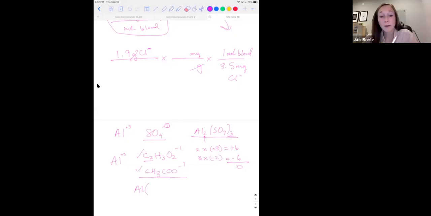Okay. So anyways, I know I didn't write it all out, but it would be Al, and then you'd write the formula for your acetate here, and you are going to need a parentheses 3 around that.